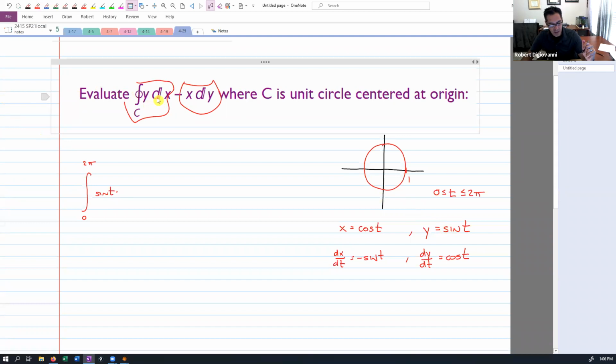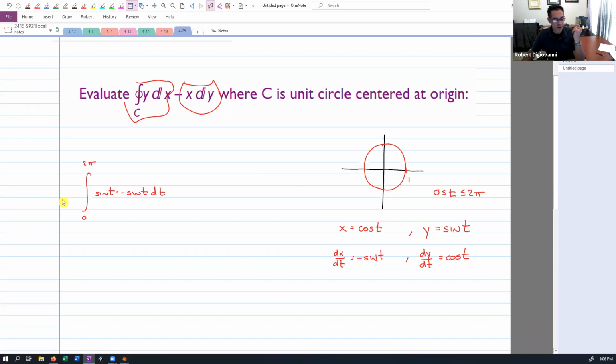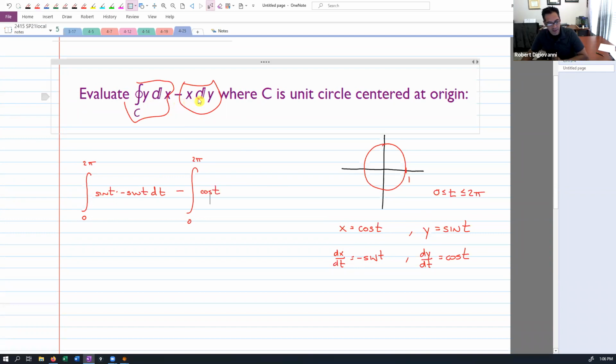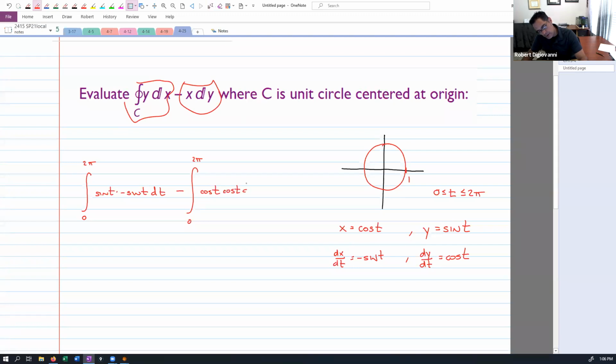And then times dx. dx is right here, so we get negative sine t dt. So that's my first integral. Then I say minus, now I have a new integral, 0 to 2 pi. X here is cosine t. And dy is the derivative over here, which is cosine t dt.